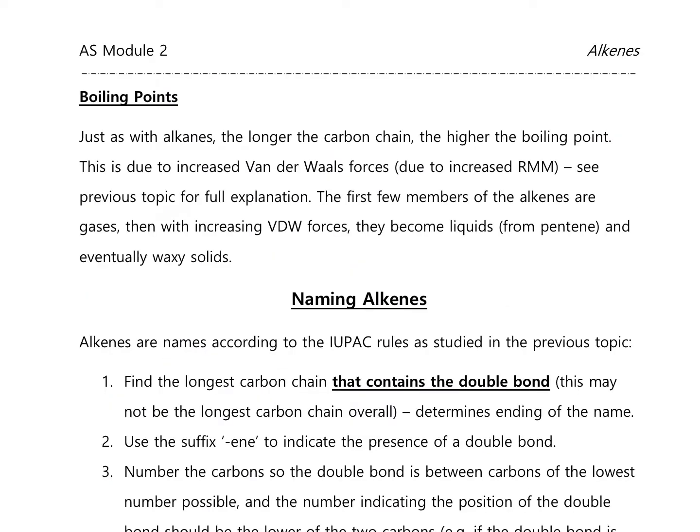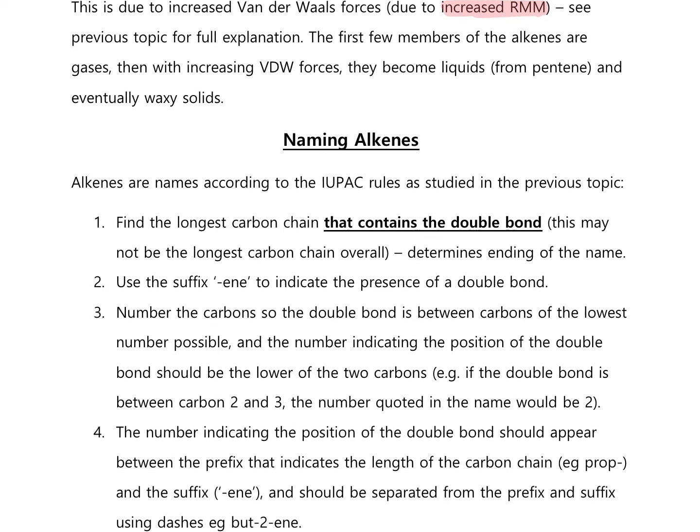And that's just explained over the page on page 4. Just as with alkanes, the longer the carbon chain, the higher the boiling point due to an increased RMM and greater van der Waals. And you can see the alkanes topic for a full explanation, but it's just that same idea that you met in your intermolecular forces, that the higher the RMM, the more electrons there are, so more instantaneous and induced dipoles, which lead to greater van der Waals forces between the molecules, and therefore more energy needs to be put in to overcome those van der Waals, and that leads ultimately to a higher boiling point. So let's now have a look at the rules of naming alkenes.